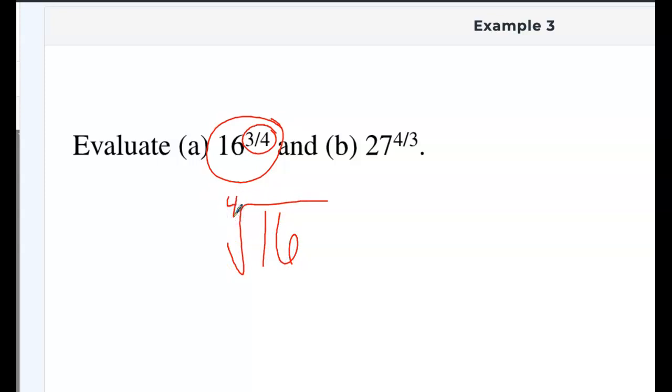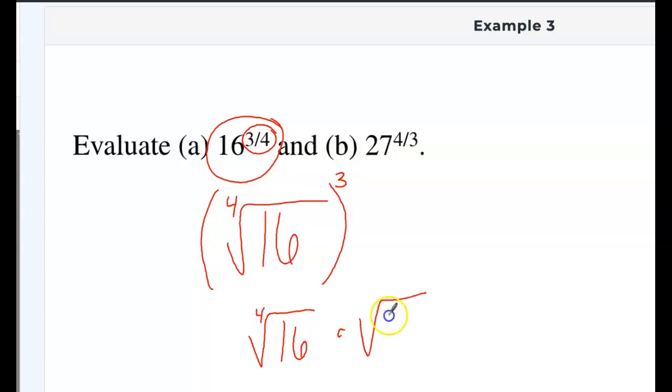Now this is the correction I need to make. It doesn't go with the 16. It goes with everything, because this quantity, what's inside the parentheses, means I take it times itself 3 times. That's what raised to the 3rd power means. So if I actually wrote this quantity out, it would be 16^(1/4) times 16^(1/4) times 16^(1/4).